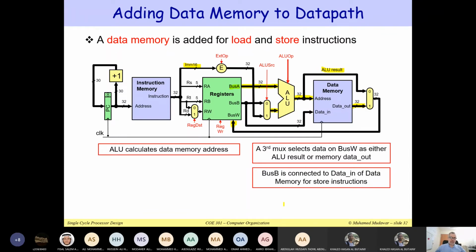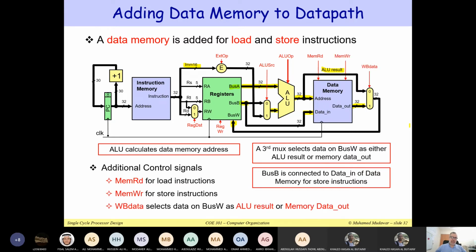Now, this is for loading. For storing, we take the value on bus B and we make it the data input to the data memory. So we provide the address and data as an input to the data memory, in the case one would like to store. So now we need a control signal for memory read, for memory write, and to control this last multiplexer. We have added a third mux, and therefore we have to control it.